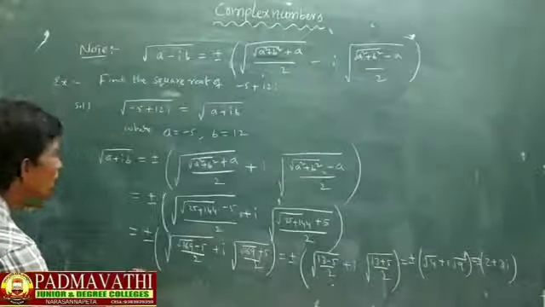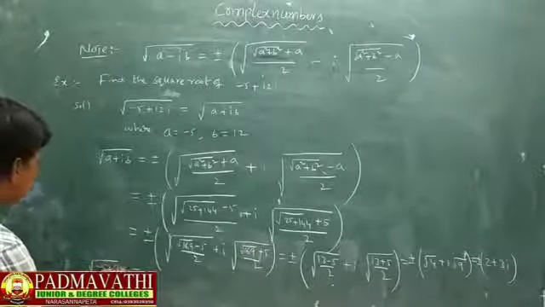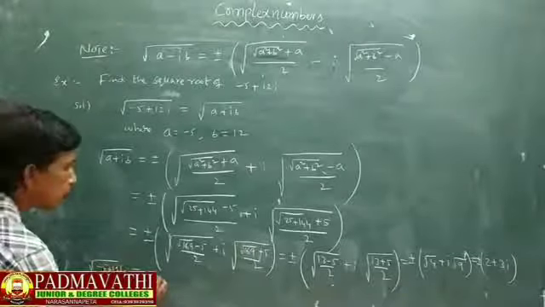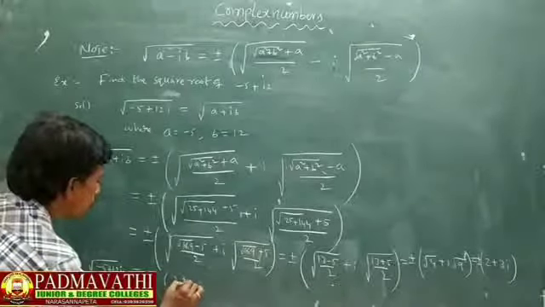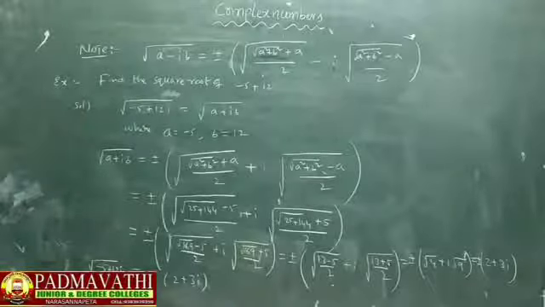So that is the square root of minus 5 plus 12i. The square root is plus or minus 2 plus 3i. That is the example problem.